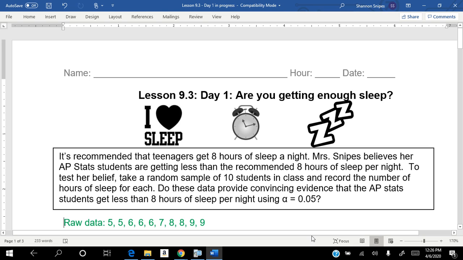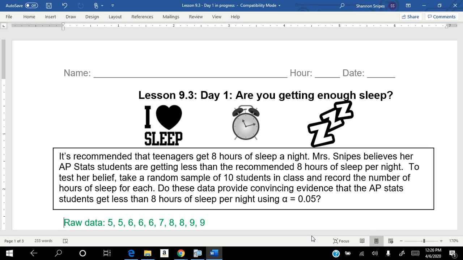Are you getting enough sleep? So 8 hours of sleep is the recommended amount of time teenagers should sleep. And on a typical school year, I would believe that you guys are getting way less than the recommended 8 hours of sleep per night. However, I think we're going to get some different data since we are collating this during this shelter in place order, that most of you guys are probably sleeping a little more than 8 hours.